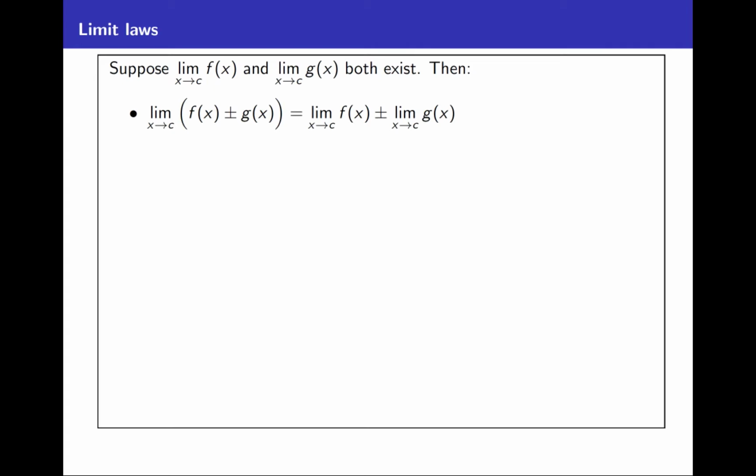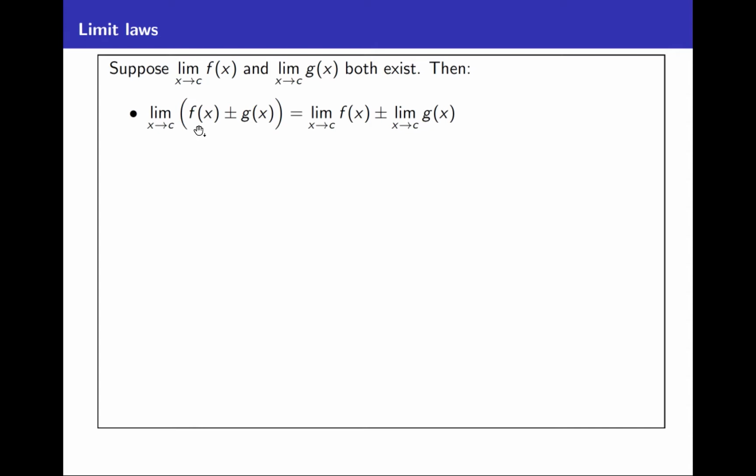We had further limit laws, and for the ones on this page, the setup is as follows. Suppose that the limit as x approaches c of f of x and the limit as x approaches c of g of x both exist. Then, first of all, the limit as x approaches c of f of x, either plus or minus g of x, equals the limit as x approaches c of f of x, plus or minus the limit as x approaches c of g of x, where you use plus or minus here depending on whether you have a plus or minus here.